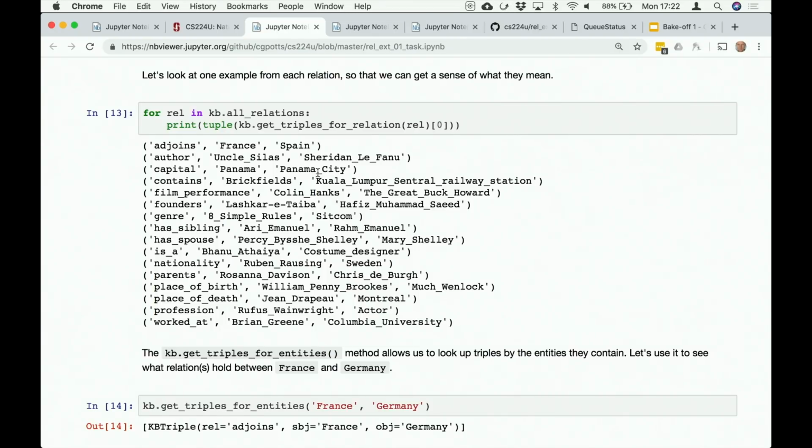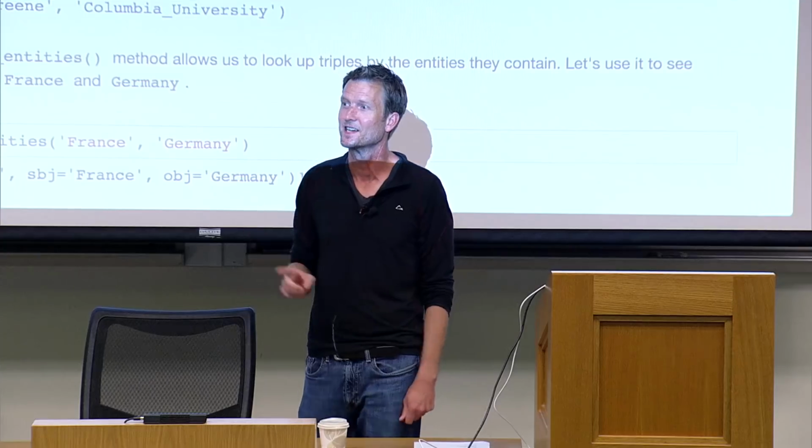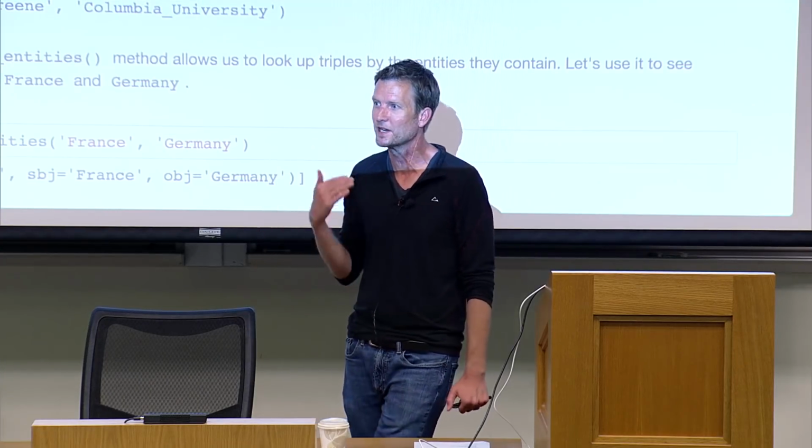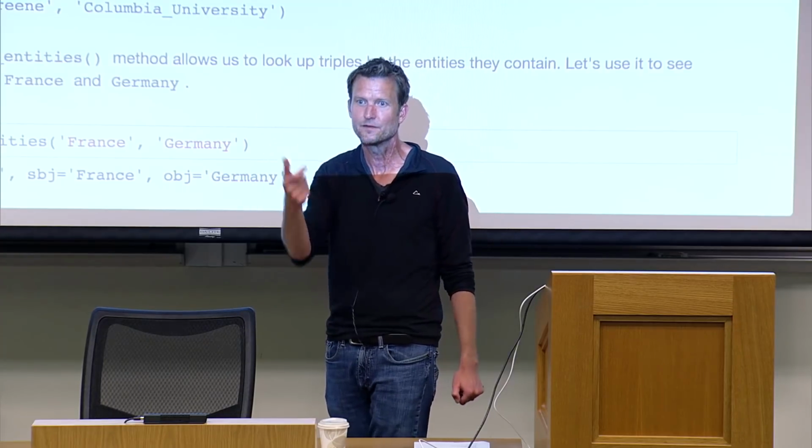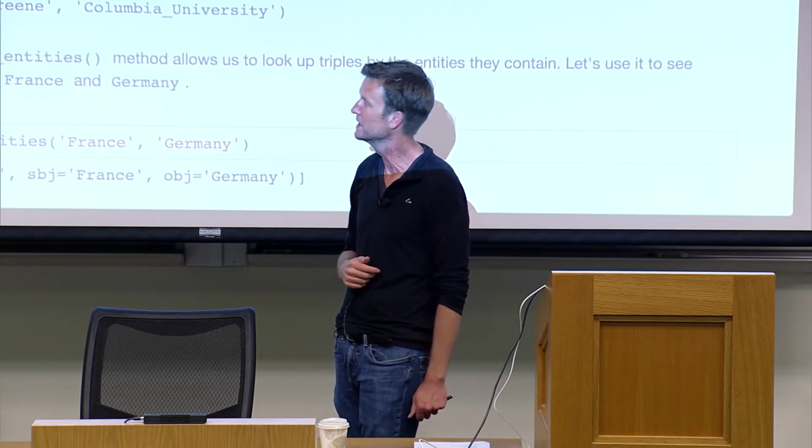One thing to point out is that some of these relations are intuitively symmetric relations. So I presume the adjoins relation is symmetric. And if adjoins France, Spain is in the knowledge base, then probably, hopefully, adjoins Spain, France is also in the knowledge base. However, there are no guarantees. In theory, it's symmetric, but nothing actually guarantees that the inverse relation is actually in the knowledge base.